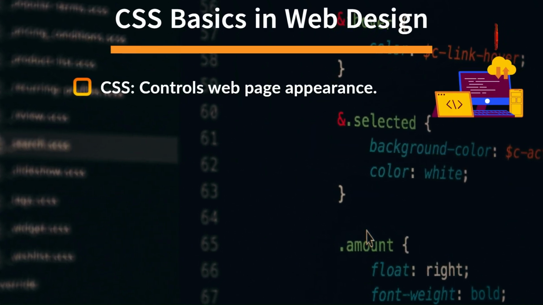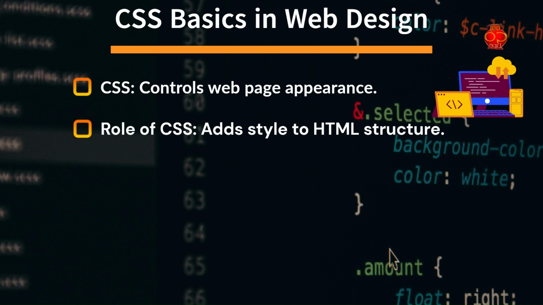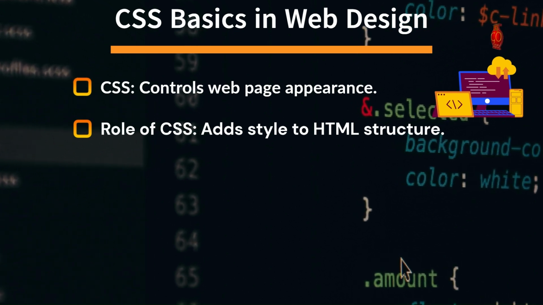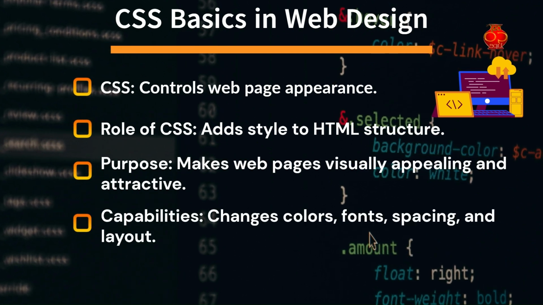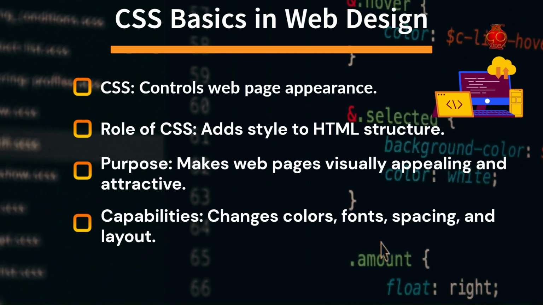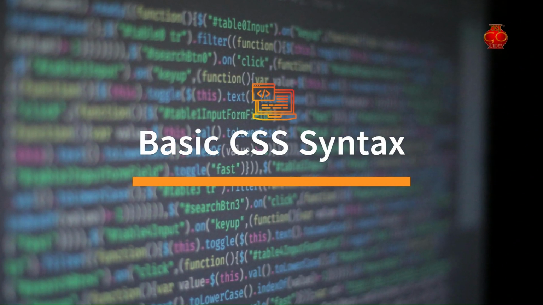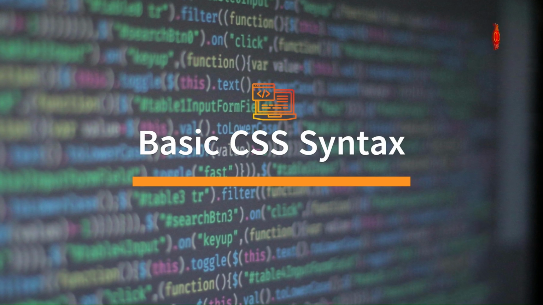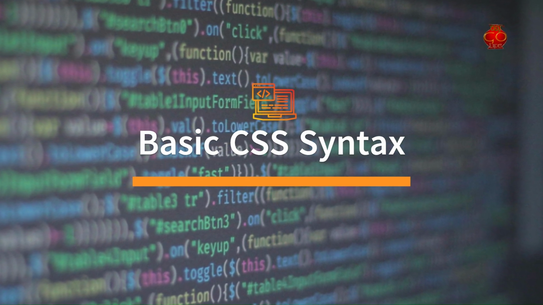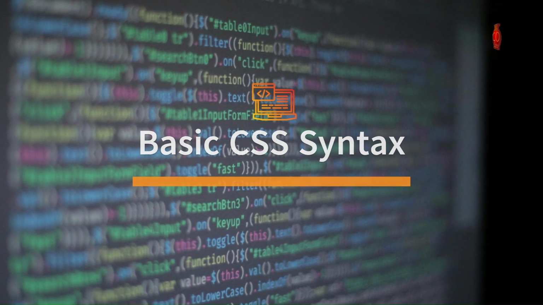CSS stands for Cascading Style Sheets. It is used to control the appearance of web pages. While HTML provides the structure, CSS adds style, making the web pages look attractive and visually appealing. CSS can change the colors, fonts, spacing, and layout of your HTML elements. In this section, we'll break down the fundamental components of CSS. You'll learn about selectors, properties, and values, the building blocks of styling your web pages. This foundational knowledge will help you understand how to target HTML elements and apply styles effectively, ensuring your design looks just the way you want it to.